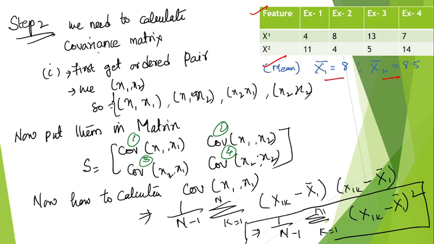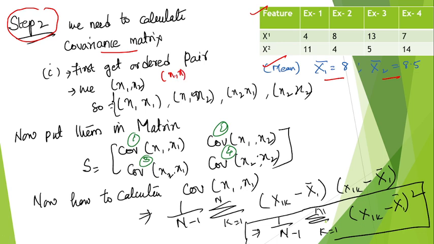Now we need to calculate the covariance matrix. This is my step 2. Do remember, this is my step 2. First we have ordered pairs. What are our ordered pairs? We have both x and x. So how many possible values are there?